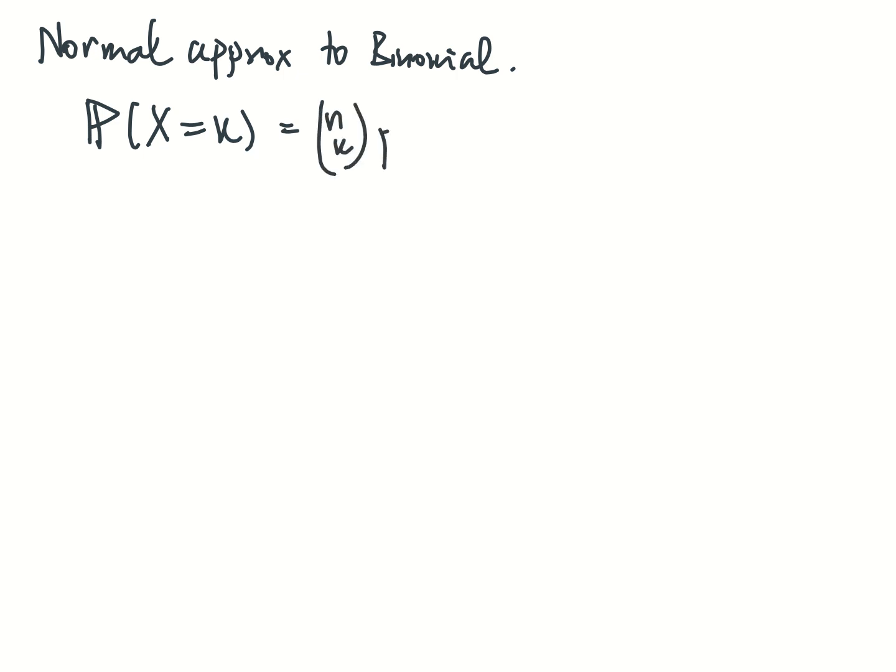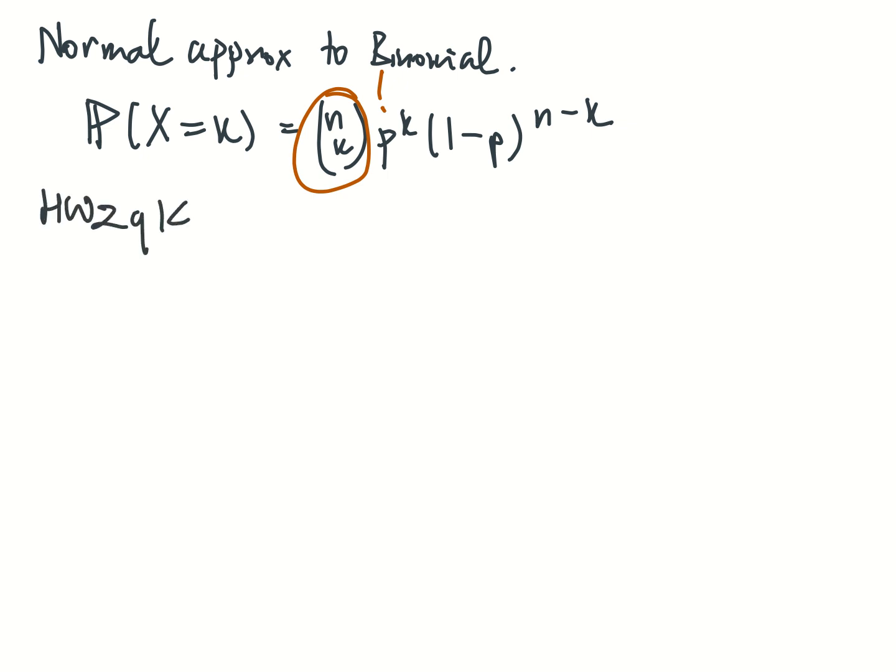The normal approximation to the binomial. Because it involves combinatorial factors, the probability function for the binomial is annoying to work with. For example, in homework 2, question 14, we want to find k such that the probability of X bigger than or equal to k is at least 0.95.